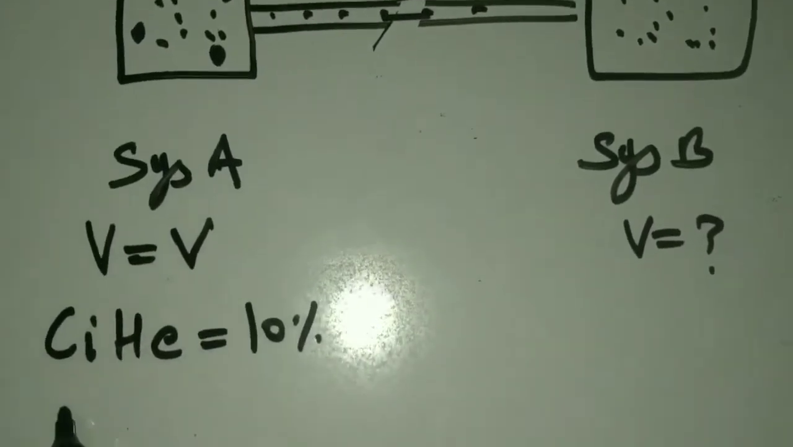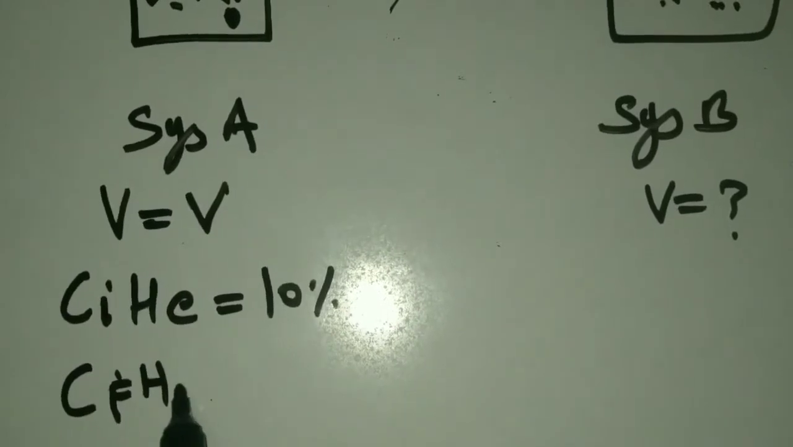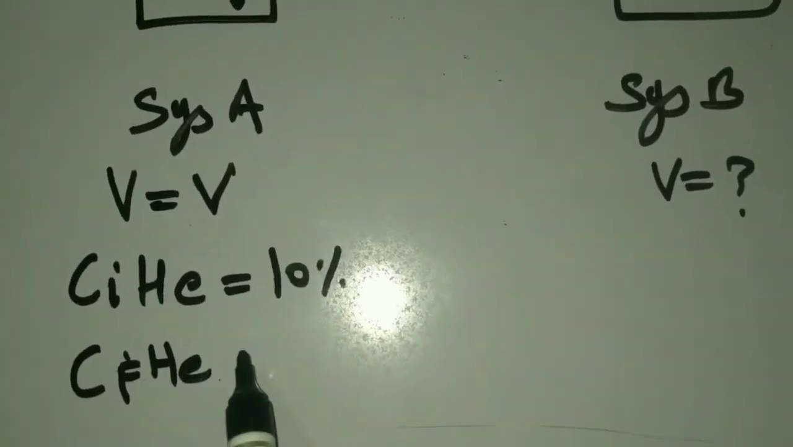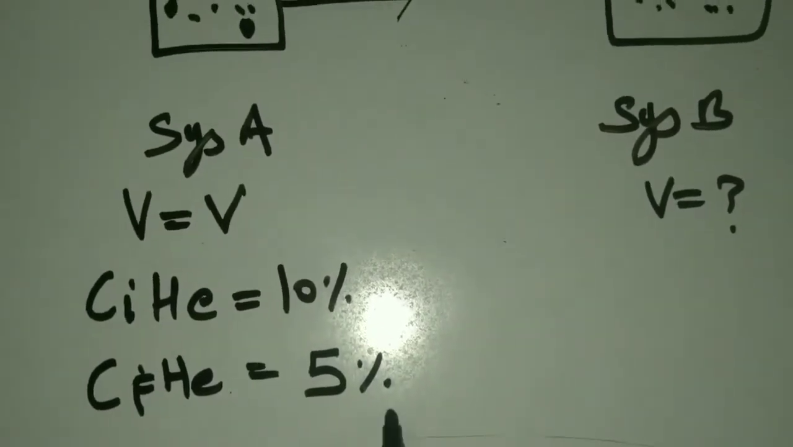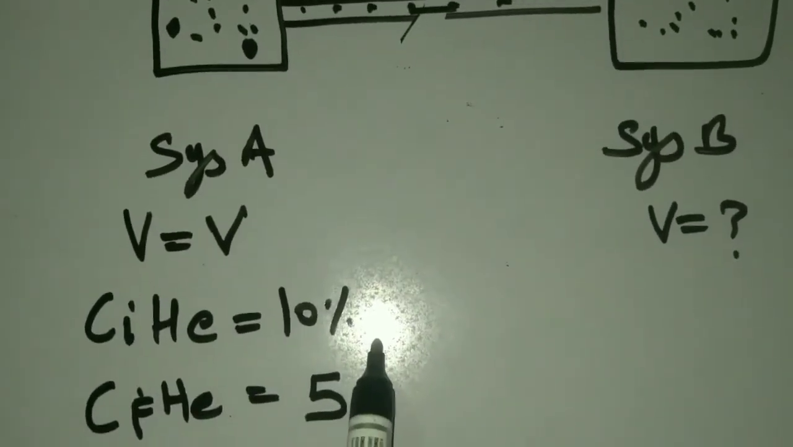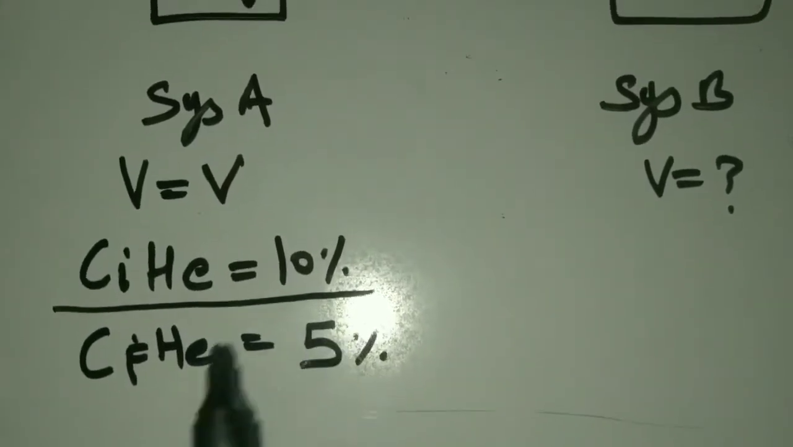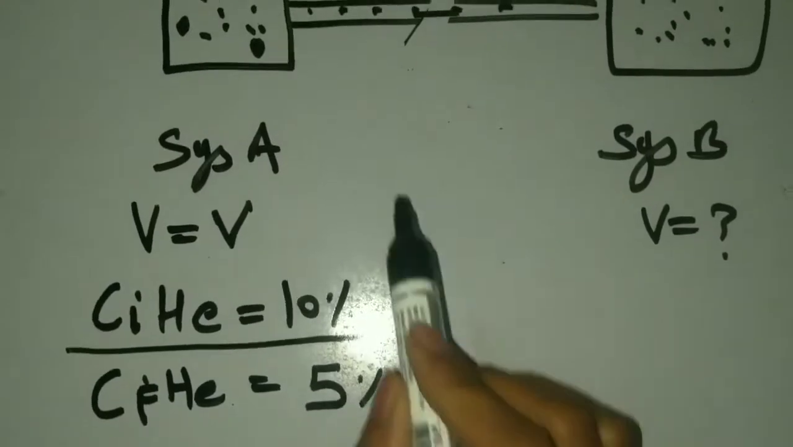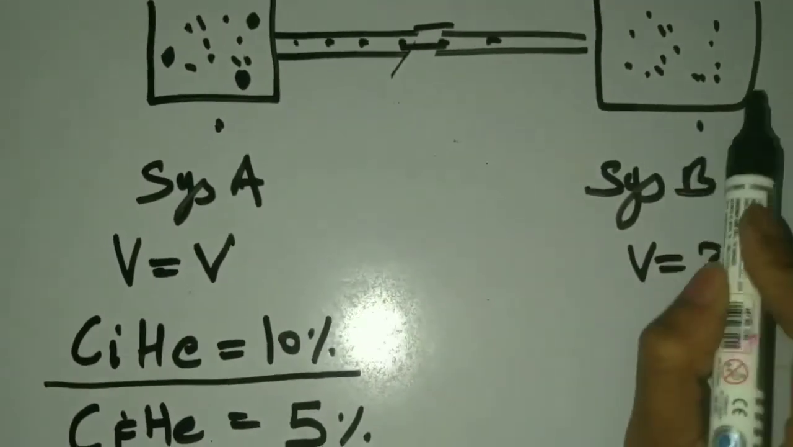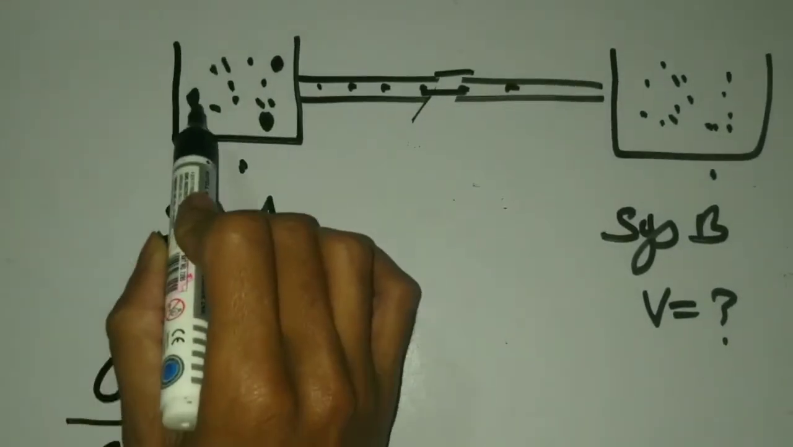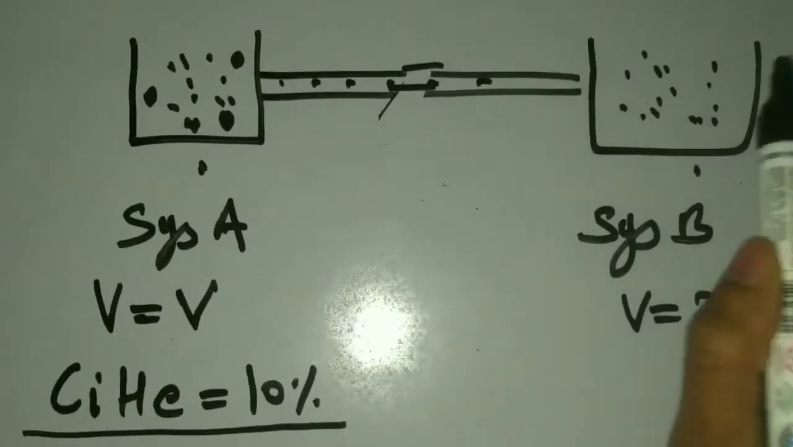So the final concentration of helium will change. Let's suppose, just for an example, it becomes 5%. So the concentration of helium becomes exactly half of what it was. That means half of the helium is present here, half of the helium is present here, which implies that whatever volume we had taken in this system is exactly equal to the volume in this system.